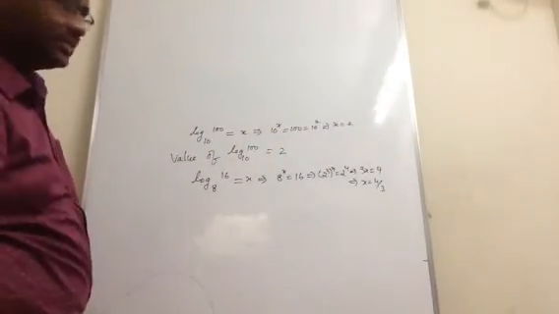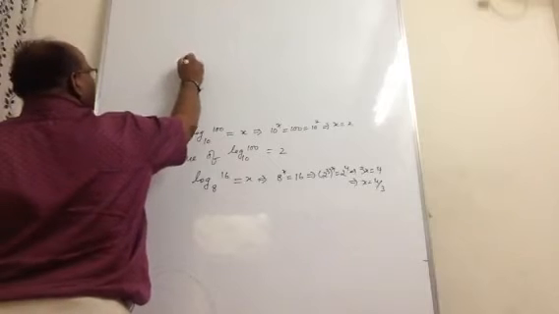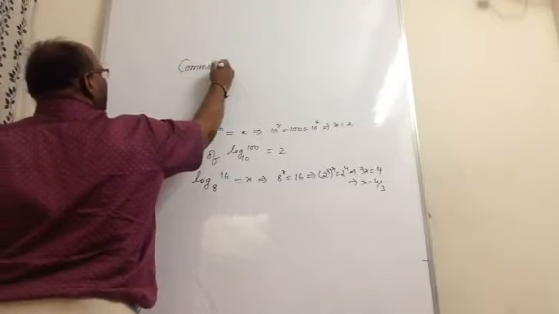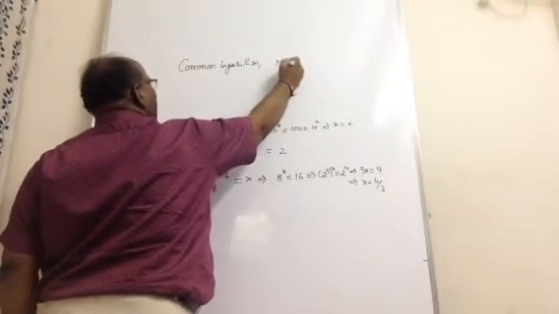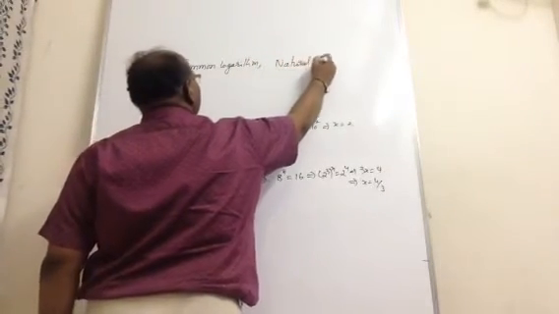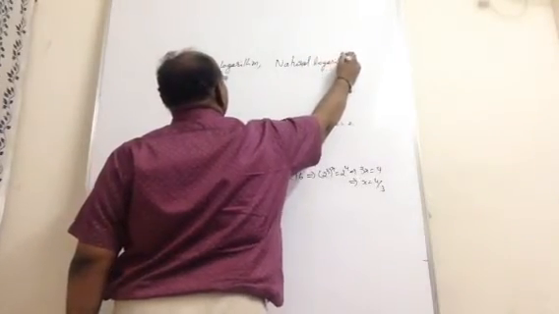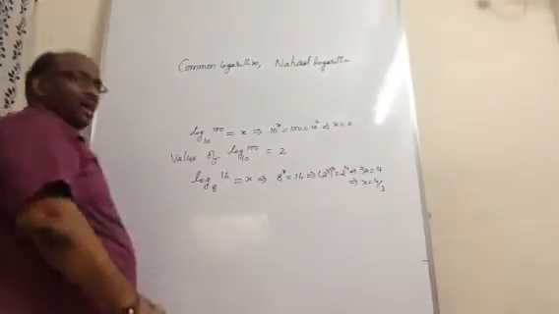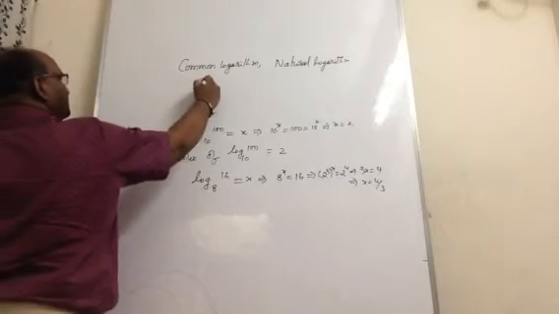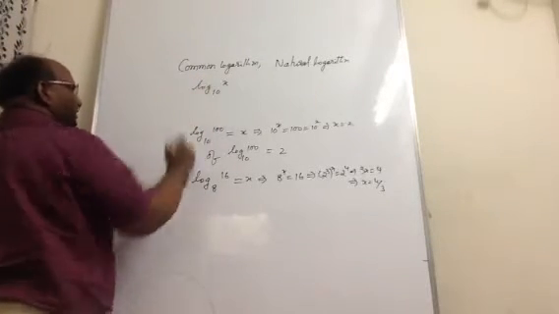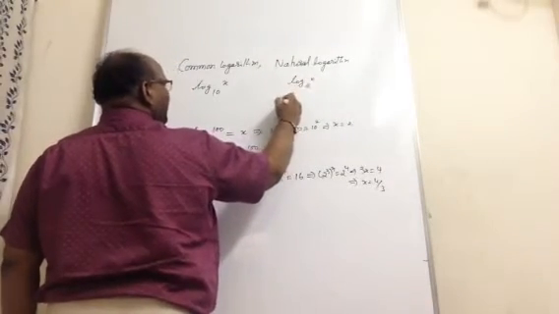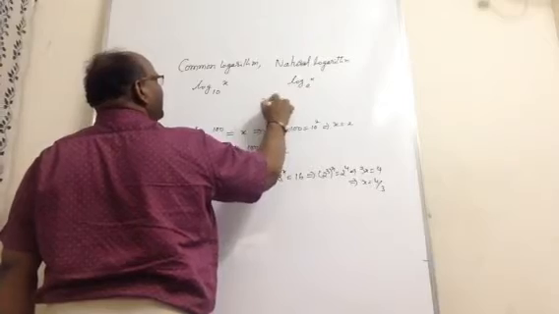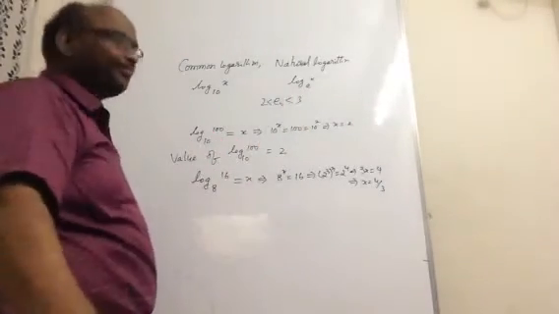We have two different logarithms. One is the common logarithm, another is the natural logarithm. The common logarithm is to the base 10, the natural logarithm is to the base e. Here e roughly lies between 2 and 3 and is one constant. Okay.